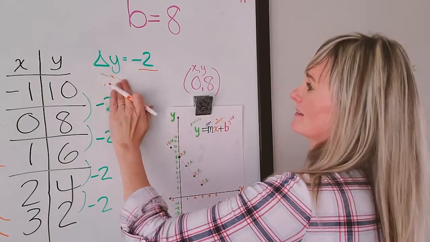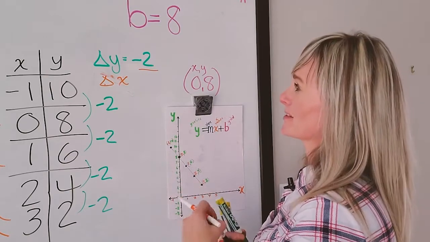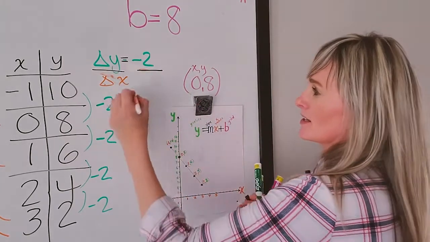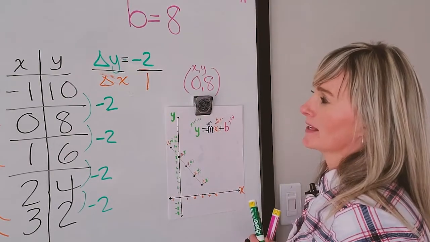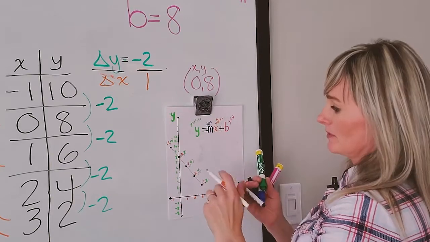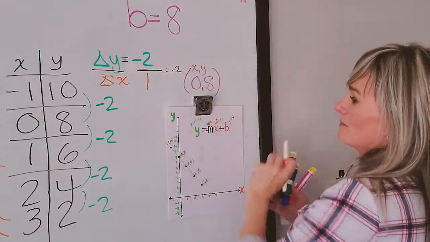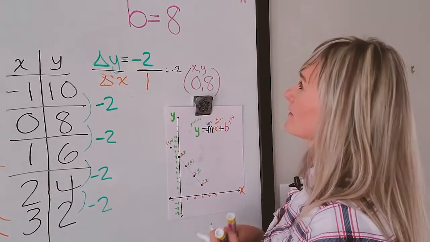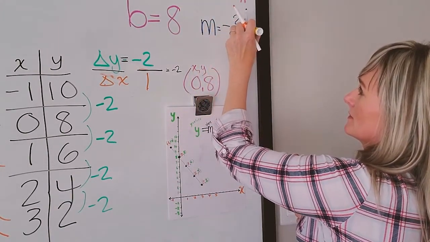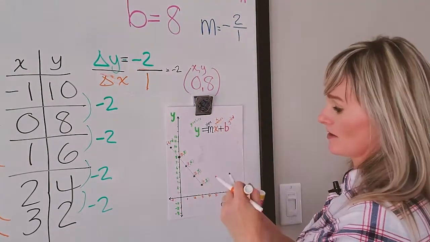Oops, that's not what we want. We want change in x. Okay, my brain is growing. The change in x is going to be 1. So we know that we can change this into a simple equals -2 as our slope. M is -2, but I'm going to leave it as a fraction, because when it's a fraction, it's easier for us to find it on the graph.